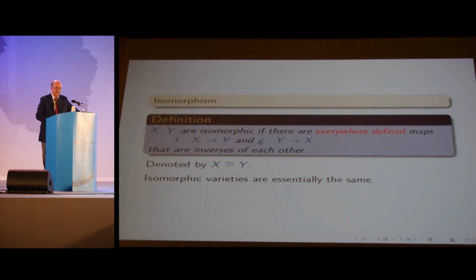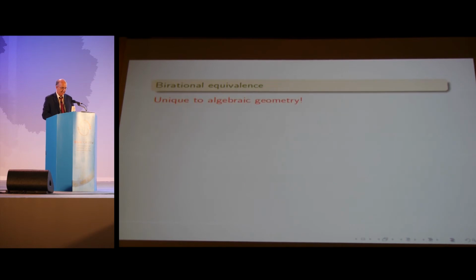Okay, now this leads us to the notion of isomorphism, but this is exactly what you would expect from any background. Two varieties are isomorphic if there are everywhere defined maps between them that are inverses of each other. So isomorphic varieties are essentially the same, so there's nothing surprising there.